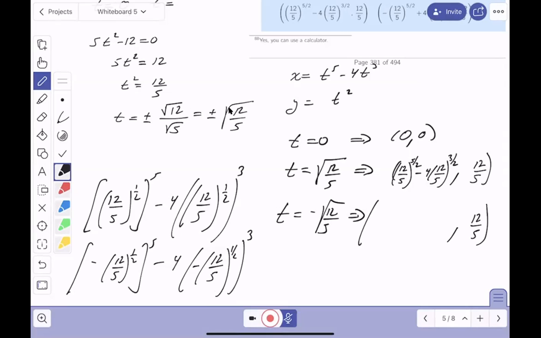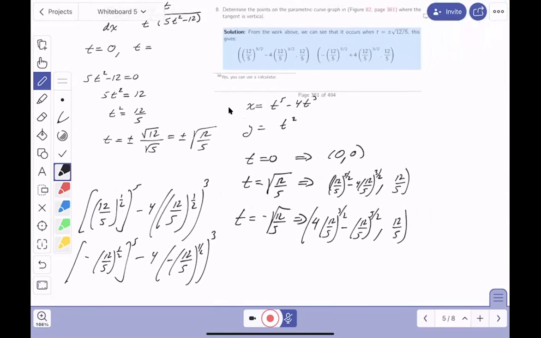And let's see what you get there. You get something a little different, don't you? You get this 4 times 12 fifths to the 3/2 minus 12 fifths to the 5/2. All right. They're tough numbers, though. I'm not saying otherwise. So let's take a look, see how we did.